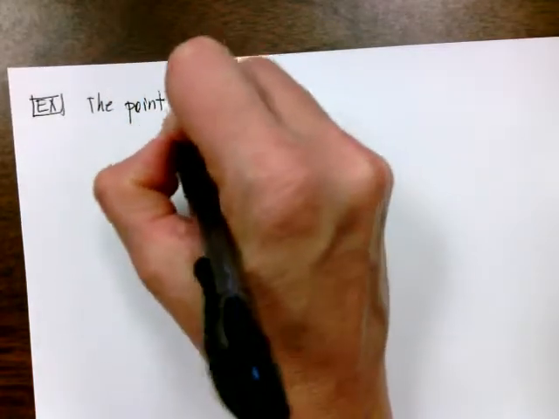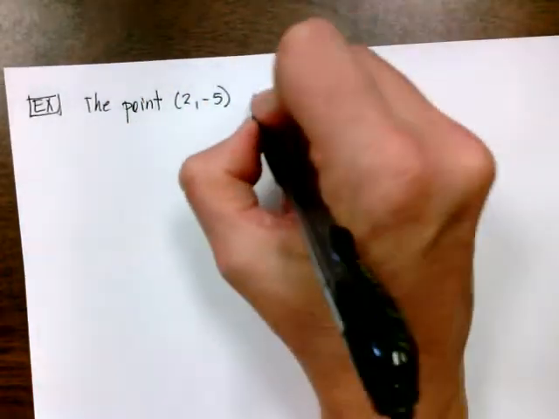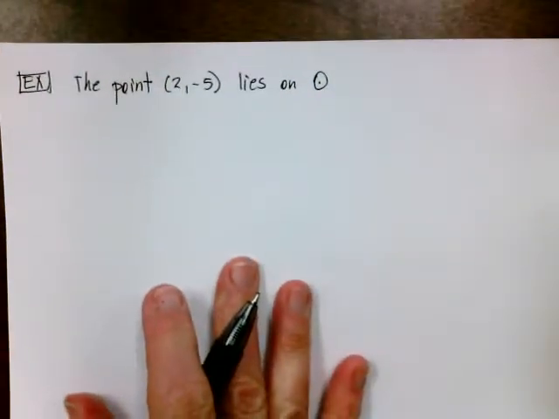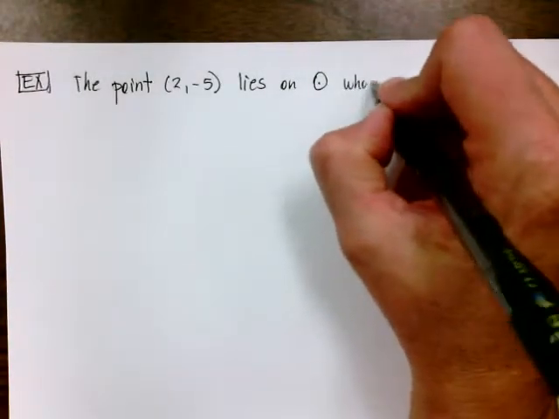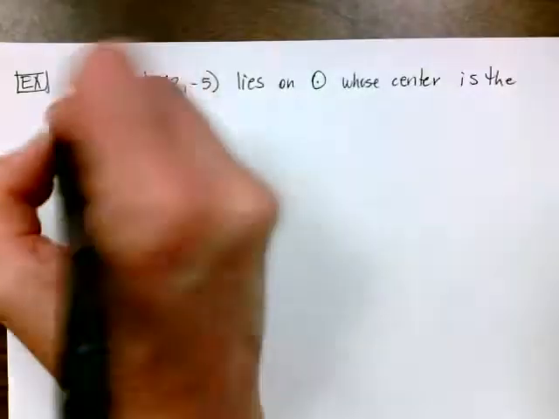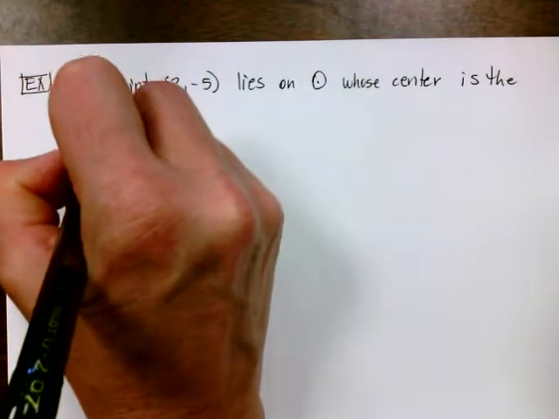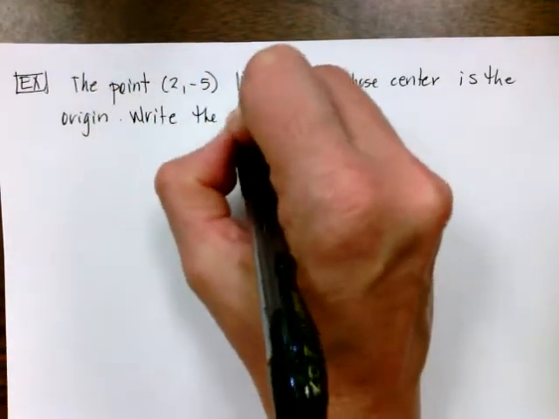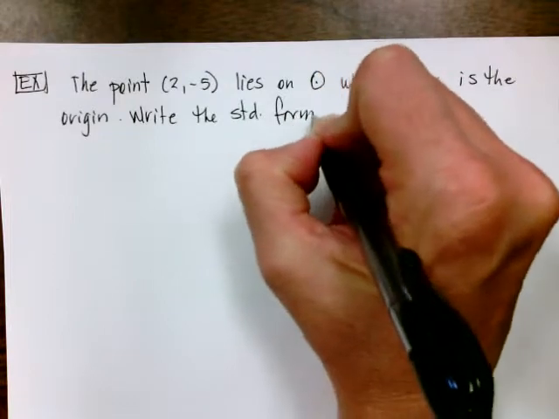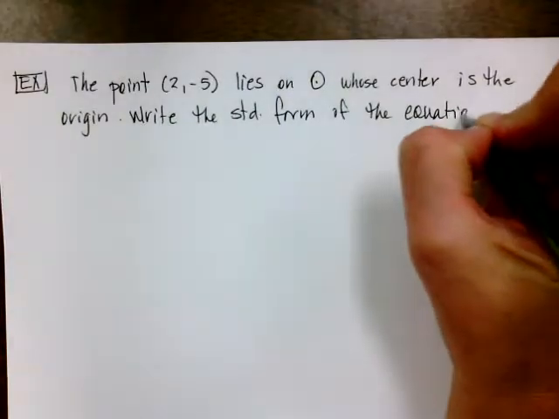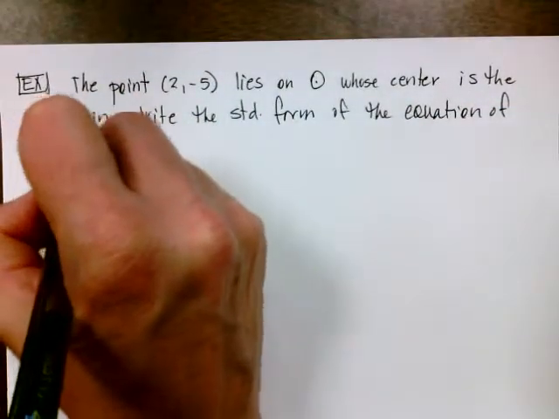All right, in the next example, I have a point (2, -5), and it's going to lie on a circle, with the abbreviation for circle so I don't have to write the word, whose center is the origin. Everything's going to be at the origin for a little while. Then write the standard form of the equation of the circle. Super simple.